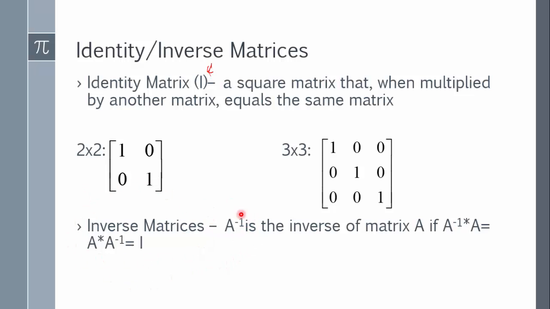A to the negative first power, we don't say it that way, we call it A inverse, but that's what it looks like. That's the symbol for an inverse. So we say A inverse is the inverse of matrix A if when you multiply A inverse times A or A times A inverse, you get this identity matrix back. Basically, they undo each other with multiplication, kind of like how any number and its reciprocal are multiplicative inverses with the real numbers. Same kind of idea here, except we're talking about matrices.